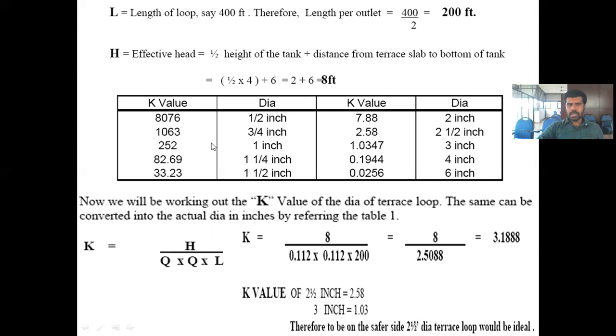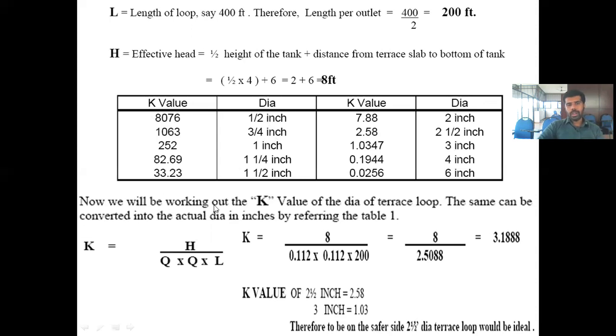Now this is a table. This is the K value and this is the diameter. So depending upon the K value, we can find out the diameter of the loop. This many it is given as 8076. It is half inch dia, 1063354 inch. So when the K value reduces, the size of the loop pipe increases. The size of the pipe will increase if the K value decreases.